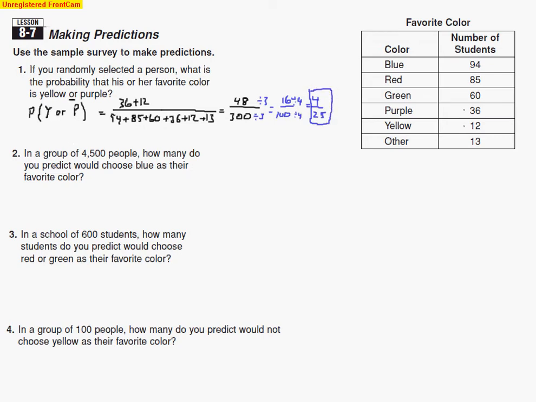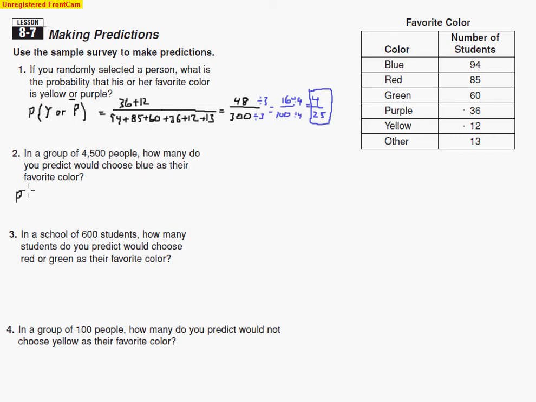Taking a look at the next one, here's where we get to actually do some predictions. So there was a problem that we had solved before. It's just a probability problem. It's the number of successes over the total number of outcomes. We're still going to use that concept, but this time we're going to have an extra step involved. So let's take a look at the problem. In a group of 4,500 people, how many people do you predict would choose blue as their favorite color?